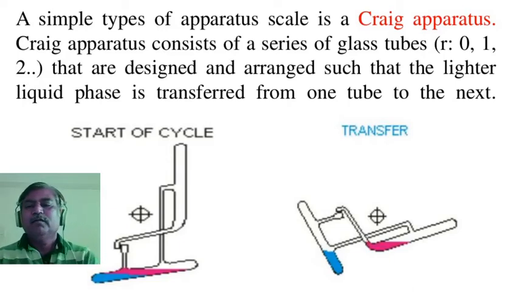Okay, now we continue with how the Craig countercurrent method works. In this countercurrent method, a simple type of apparatus is used, known as a Craig apparatus, or Craig tube, also called the Craig countercurrent tube.